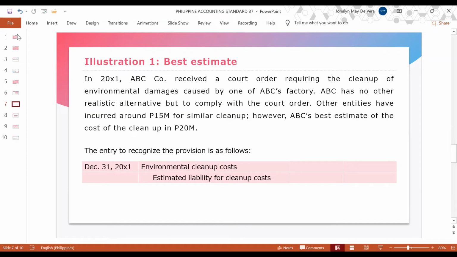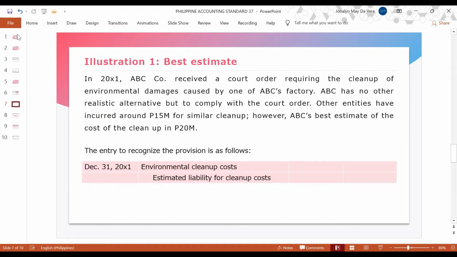So the first illustration is best estimate. In 20X1, ABC Company received a court order requiring the cleanup of environmental damages caused by one of ABC's factory. ABC has no other realistic alternative but to comply with the court order. Other entities have incurred around 15 million for similar cleanup. However, ABC's best estimate of the cost of the cleanup is 20 million.